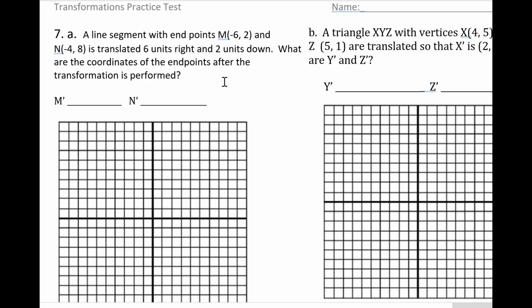What are the coordinates of the endpoints after the transformation is performed? So I am going to graph them and then just move them visually. That's what the graph is there for. If you want to use the notation of adding 6 and subtracting 2, it'll be the same thing as well.